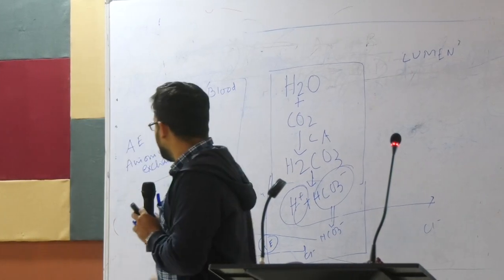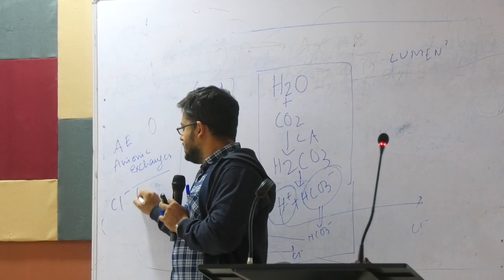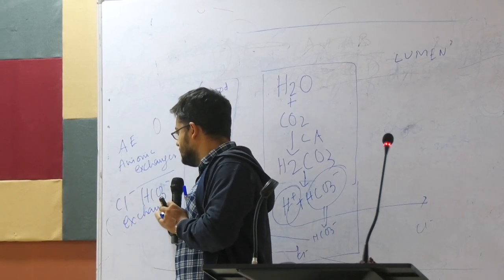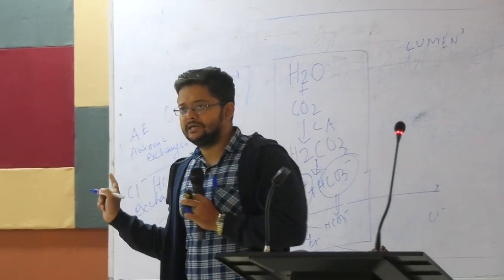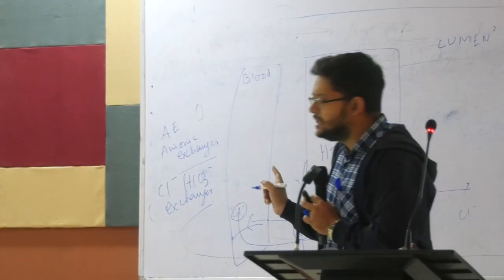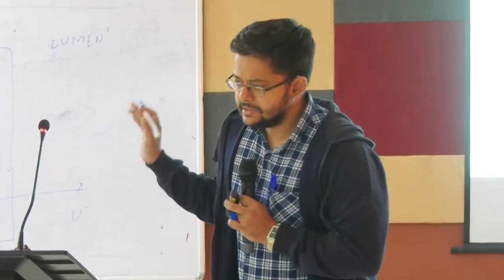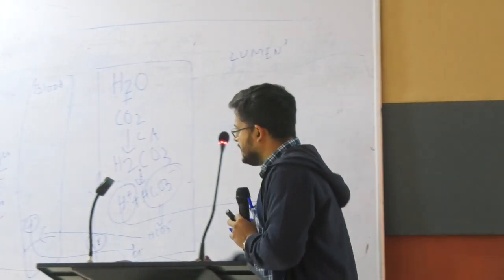No need to ask. The anionic exchanger is a chloride HCO3 exchanger. Very important. This will come in the MCQ: chloride HCO3 exchanger. Does it need ATP? No, nothing. Now what is happening here?